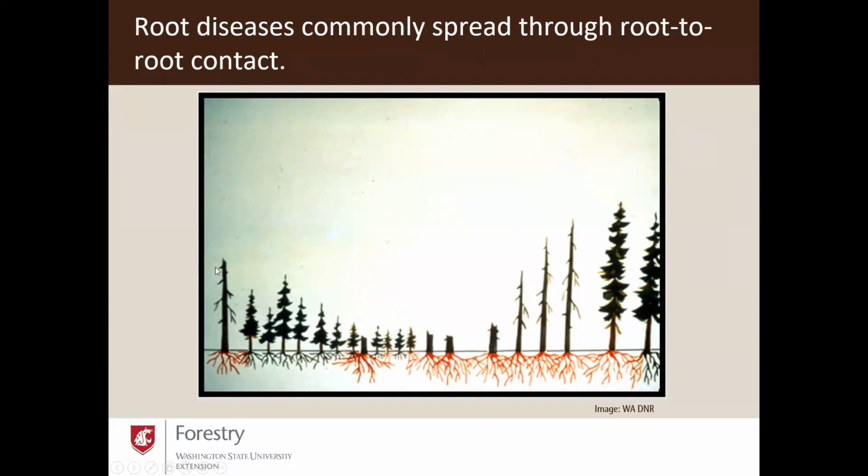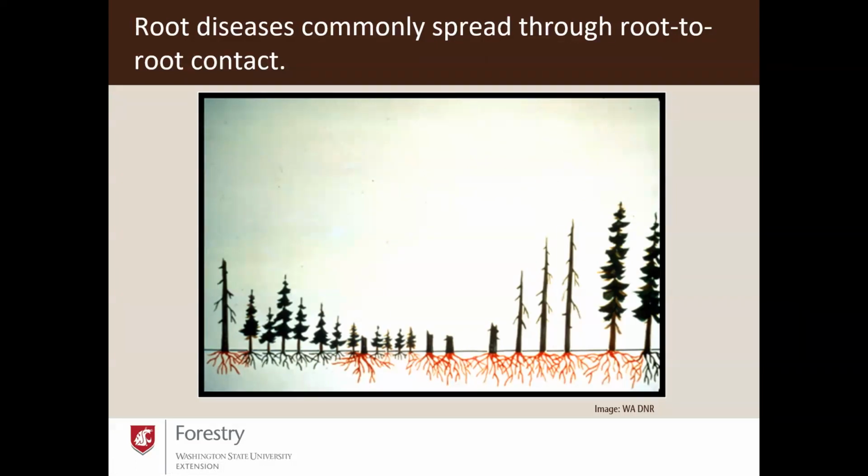So as I mentioned, these are localized phenomena, diseases of the site. And for our two most common, most damaging root diseases, laminated root rot and Armillaria, which I'll talk about momentarily, these spread primarily through underground root-to-root contact. So under the soil, as trees' root systems expand, they come in contact with one another and can even graft together.